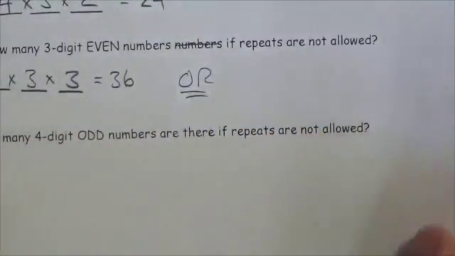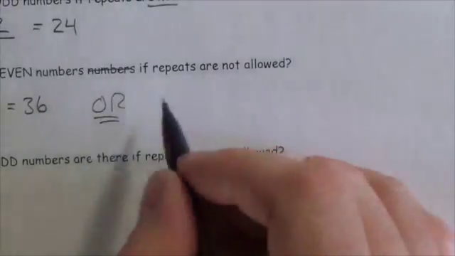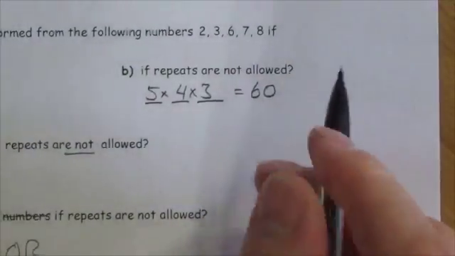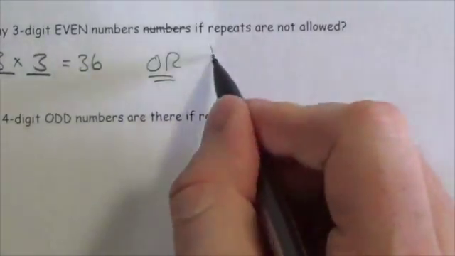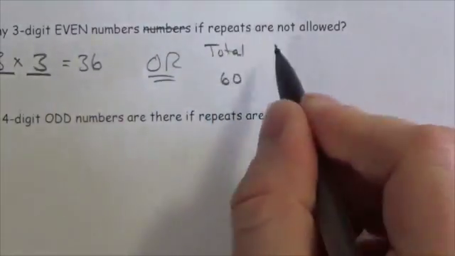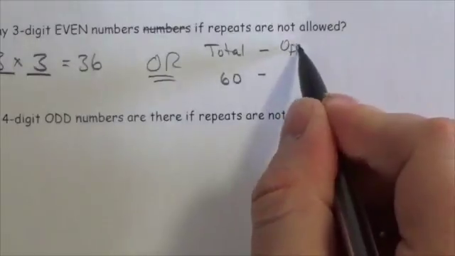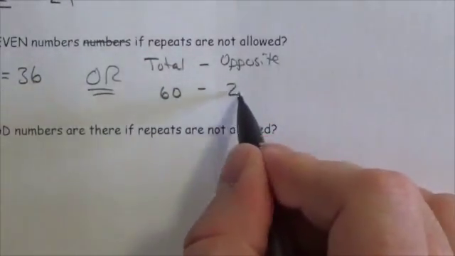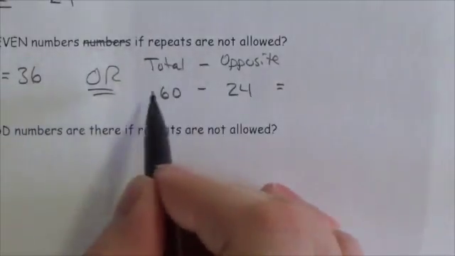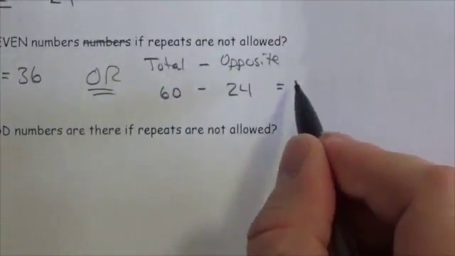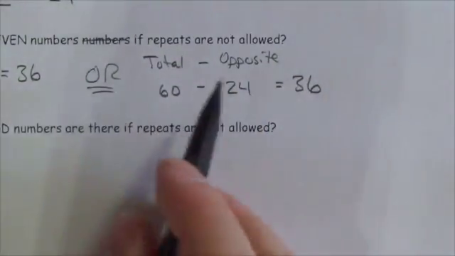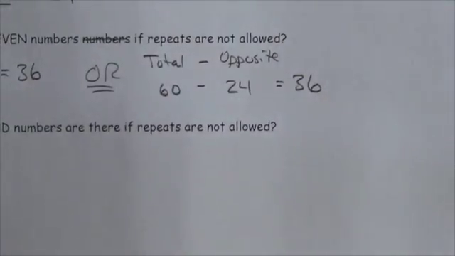Or, what we could do here is be a little bit more clever. We could take the total, and we just figured out here that if you don't allow repetition, there are 60 numbers total. So there's the total, and we've got 60 there. And then what we're going to do is subtract from that the opposite, because we just did that. What's the opposite of even? Odd. So how many odd numbers are there? There's 24. So if you take the total, subtract the thing you're not looking for, then what you're left with will be the thing that you're looking for. And there are 36 when you subtract 24 from 60. There you go. Two different ways of doing that problem.